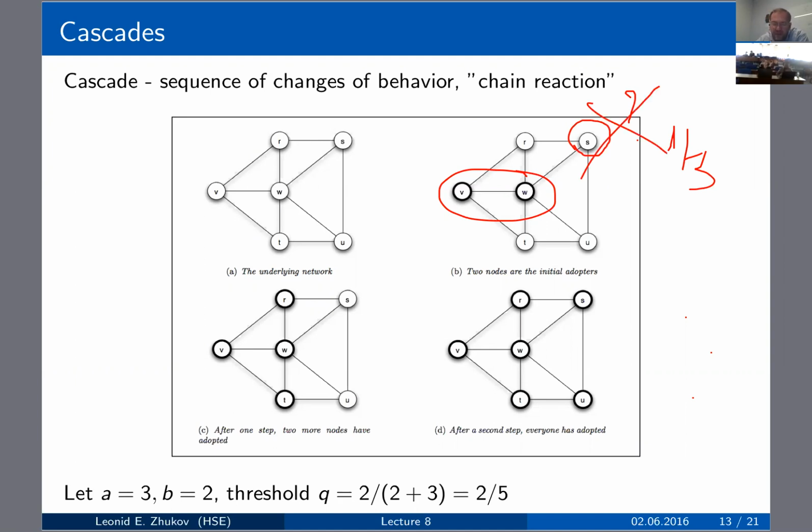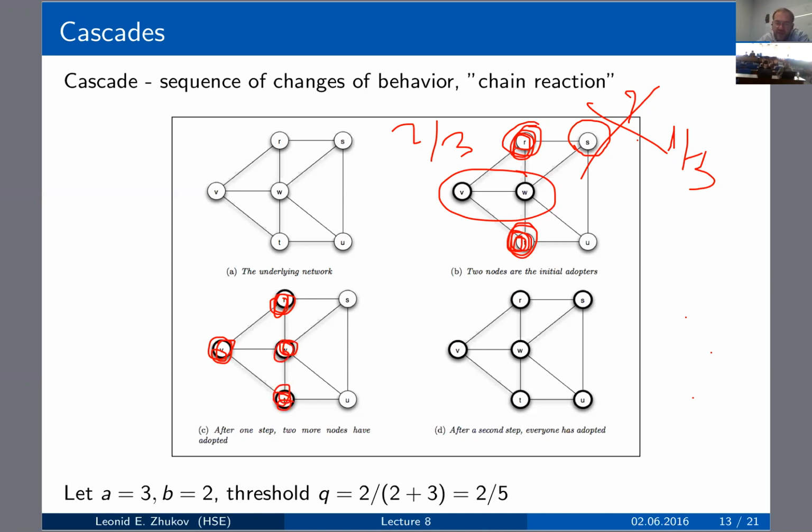But for the node R here, it's actually 2/3 of his friends using the new technology already. So it's greater than 2/5, the threshold for R to switch, and so R is actually going to switch. And the same thing with T. It's going to switch. So now the situation becomes slightly different. Now you have those guys switch to the new technology.